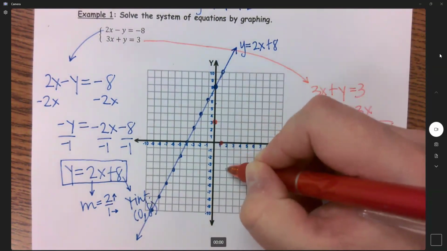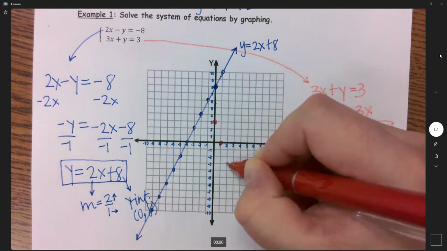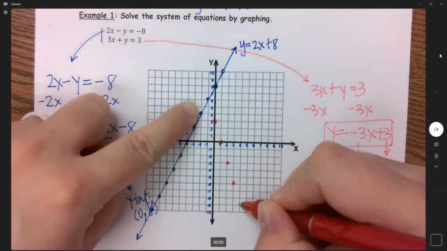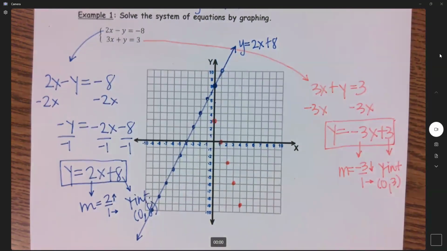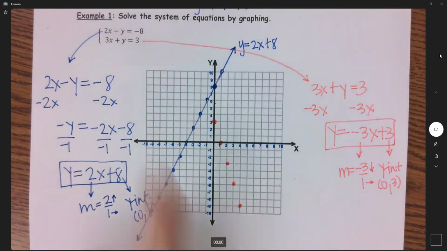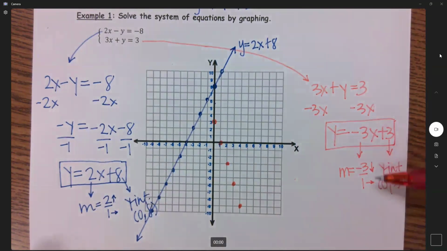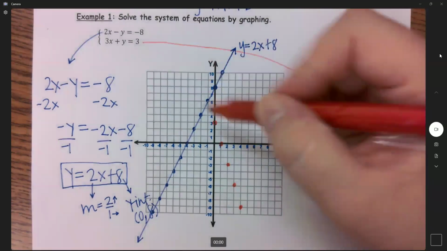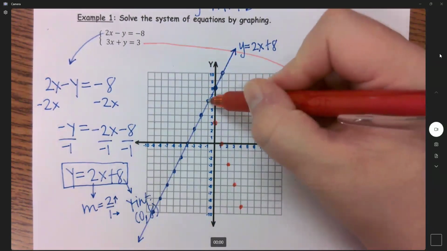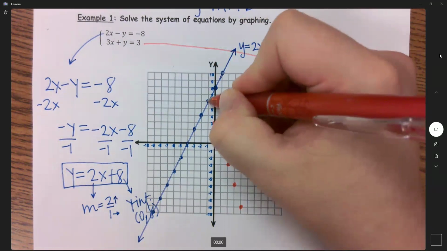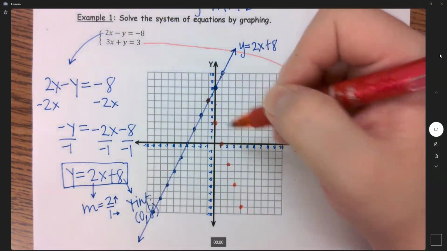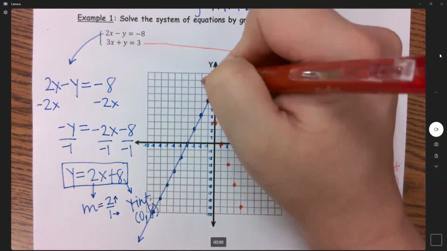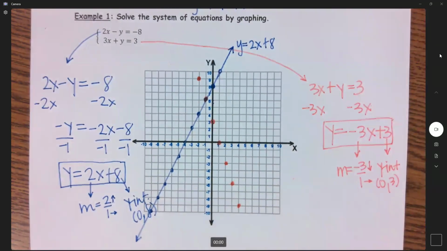Now I can keep going this way, but as you notice, I am getting further and further from my line. So what I really need to do is go in the opposite direction. So the opposite of going down 3 is up. Instead of going right 1, we'll go left. So we'll go up 1, 2, 3, to the left 1, and that first point lands on that line. So there's my intersection.